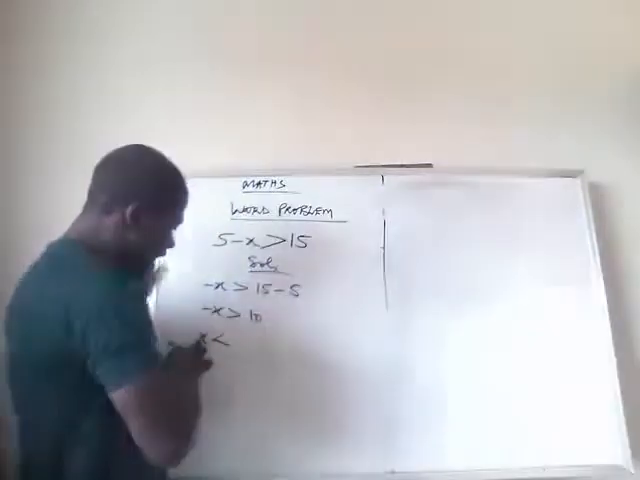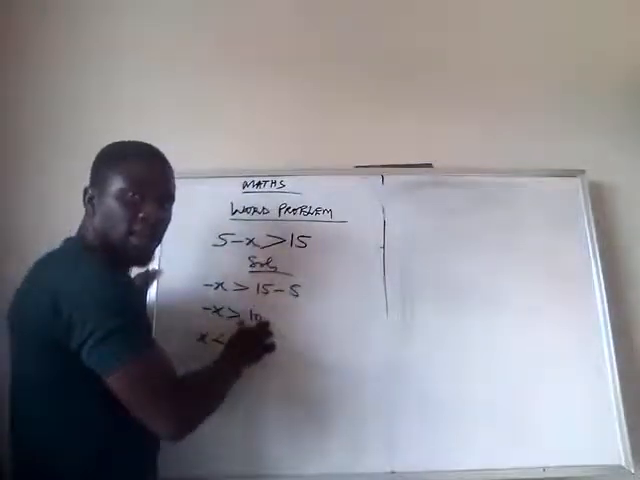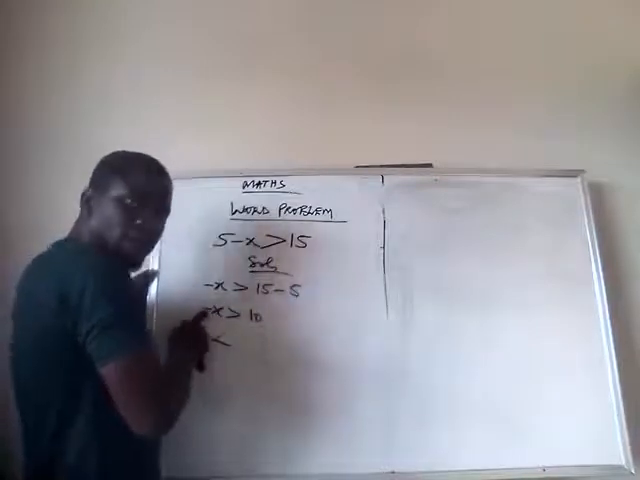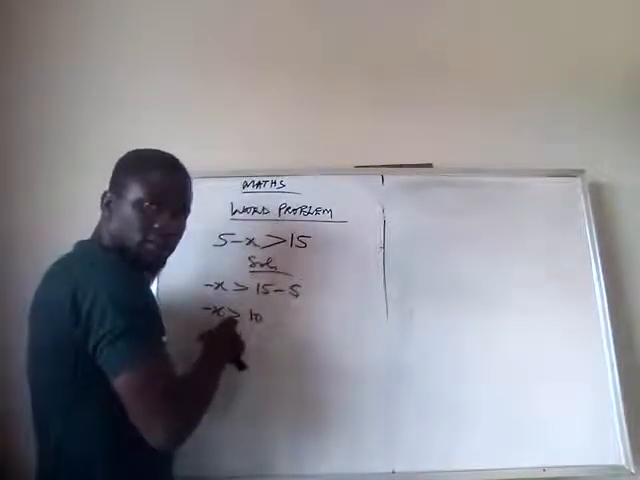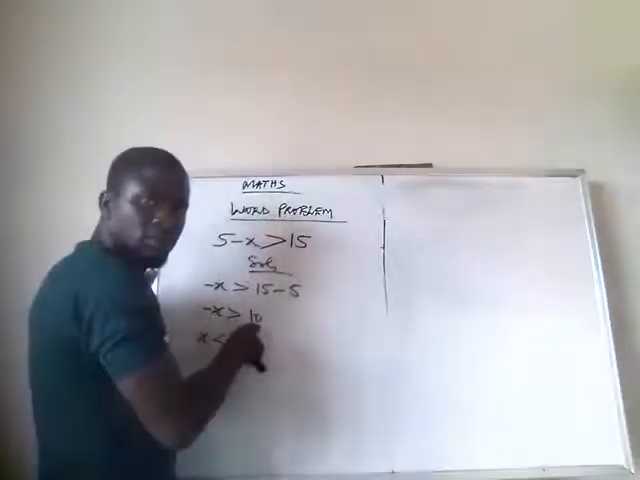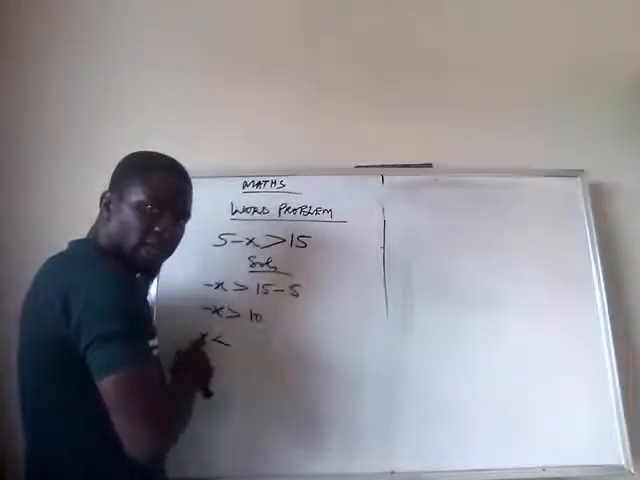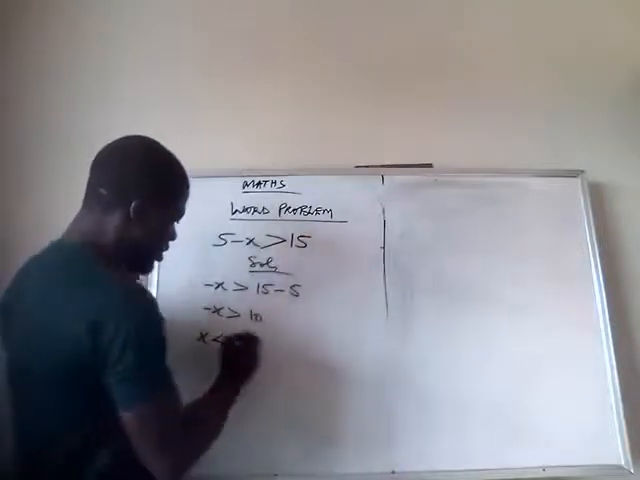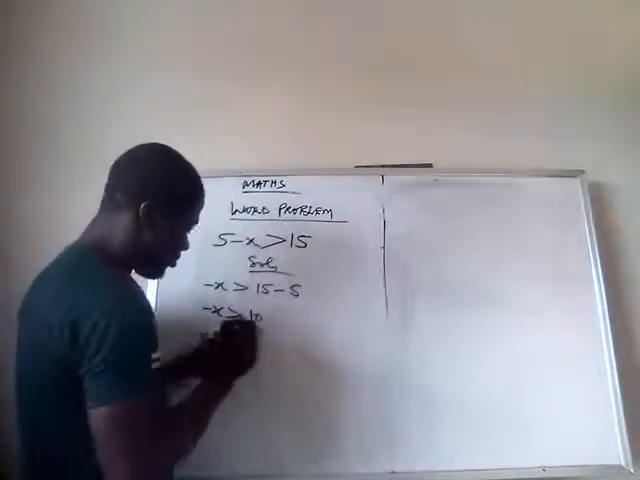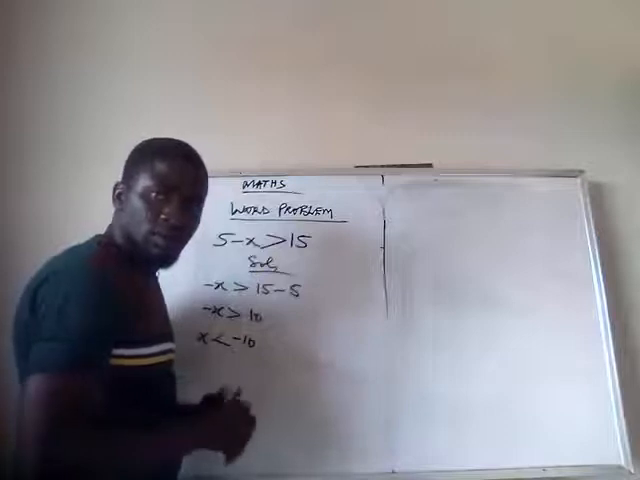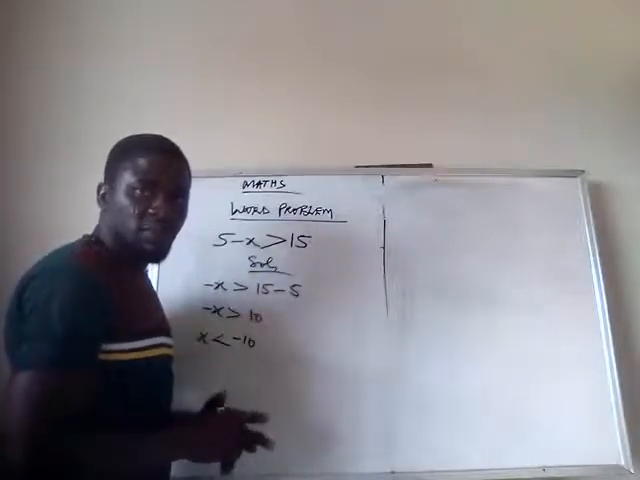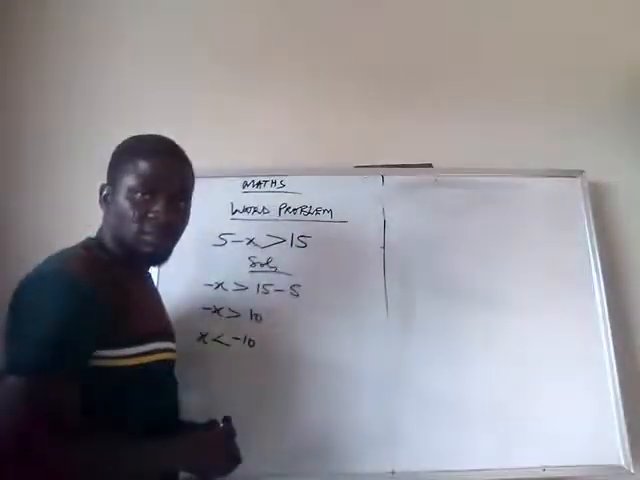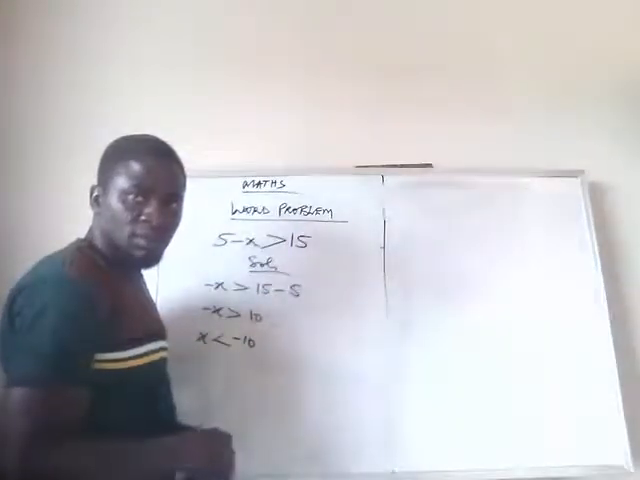If I say that x now is greater than minus 10, it's not true, because what they are saying is minus x is greater than 10. Then it means that x will be less than minus 10, if we multiply both sides or divide both sides by minus 1. So we are done with this.